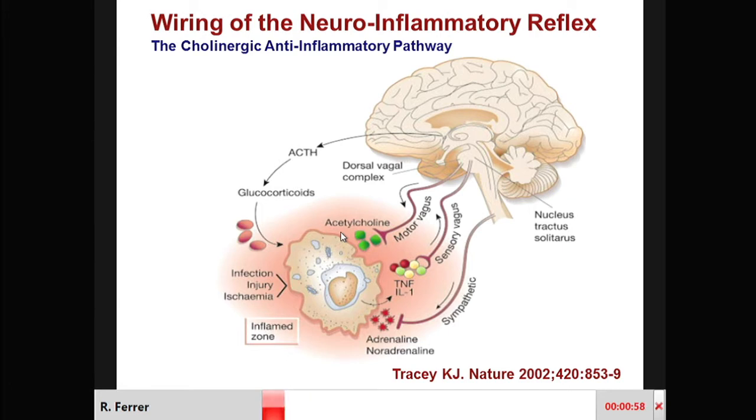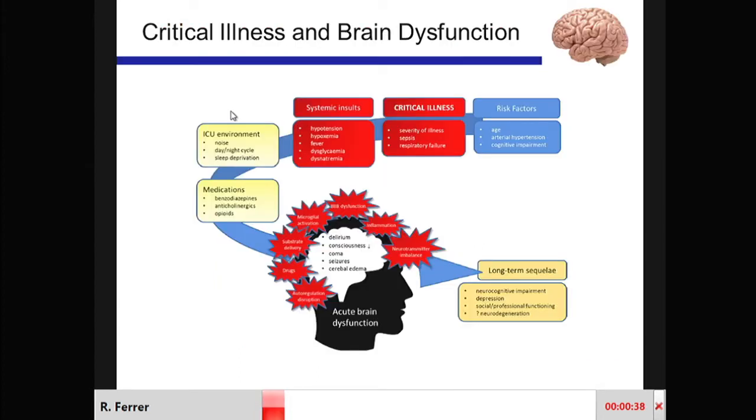Brain dysfunction. You know that the brain plays a very important role in the immune system, because the brain is able, using the cholinergic anti-inflammatory pathway, to downregulate the inflammatory response. So it's really playing a very important role in the immune system.